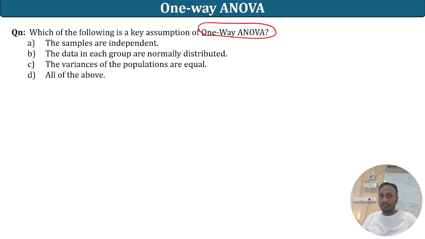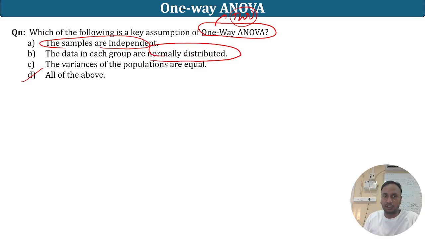Let's see if the question comes for two-way. If it is a two-way ANOVA, then independence will sometimes not be a hard rule. And the data should be normal, because ANOVA is just an extension of the t-test. Then the variances of the populations are equal. So all of the above are the assumptions of ANOVA.